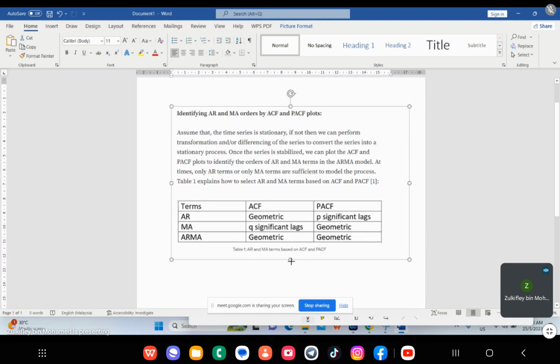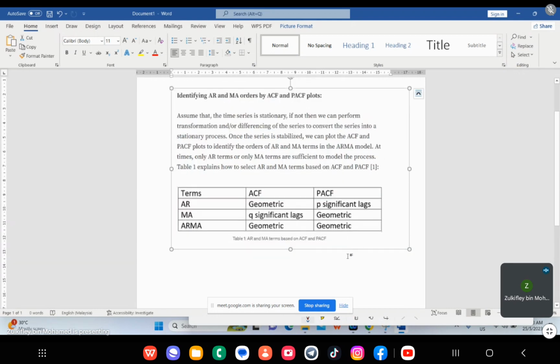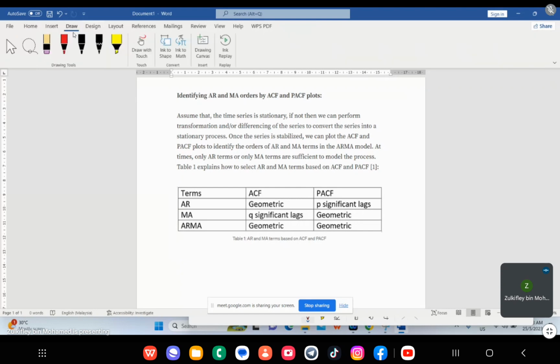Okay, now ini cara kita nak menentukan model-model kita. Kalau kita nak tentukan model, kita ambil MA model yang kita belajar tadi. So, to determine whether your model is MA or AR model ataupun ARMA model. ARMA model kita tak belajar kan? AR model kita belajar. So for MA model, to determine the order, kita gunakan istilah Q, Q significant lags.